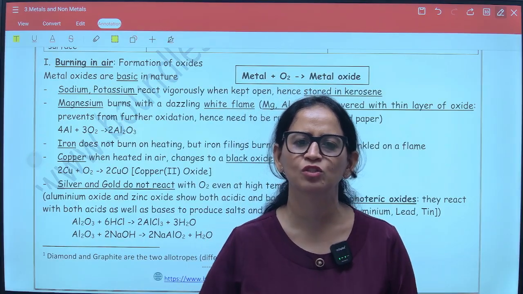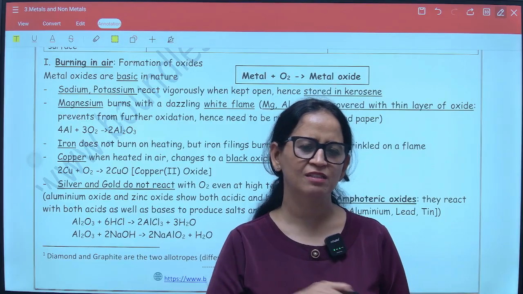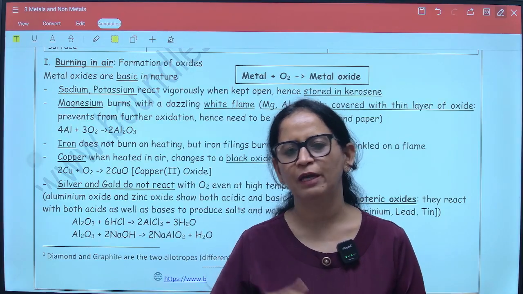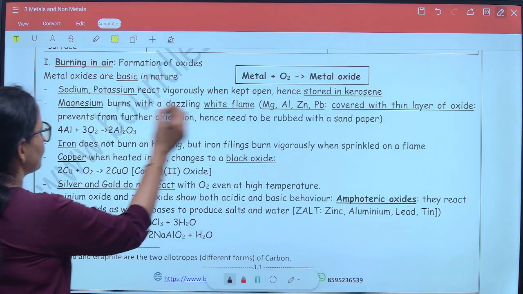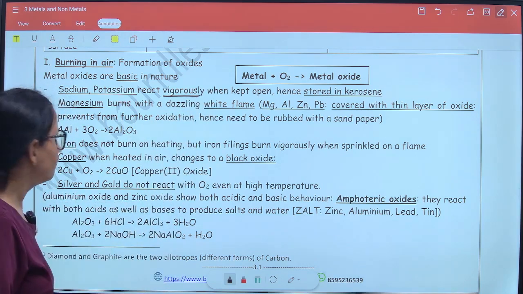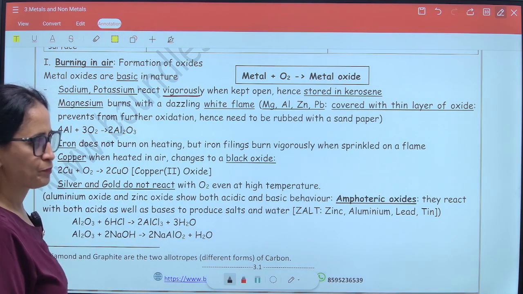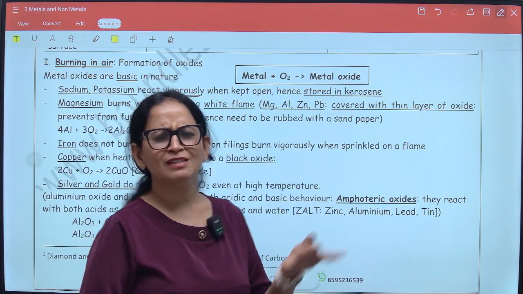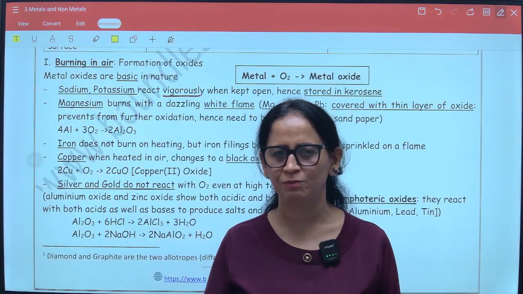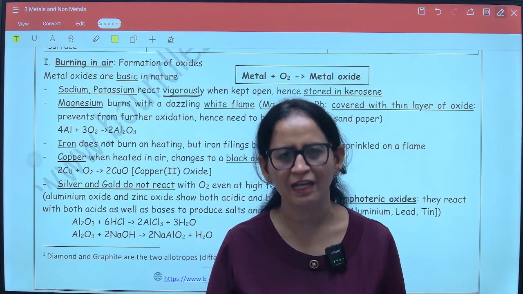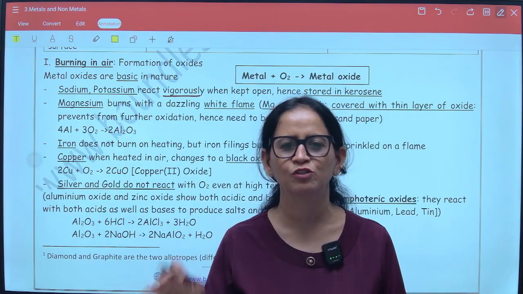So, they are generally stored in kerosene because kerosene is an oil, it cuts off the supply of air and water and keeps them safe. So, sodium and potassium, they react vigorously when kept open. Next, we have magnesium. The first activity of this book from the first chapter, burning of magnesium ribbon. It burns with a white dazzling flame, leaving white ash of magnesium oxide.